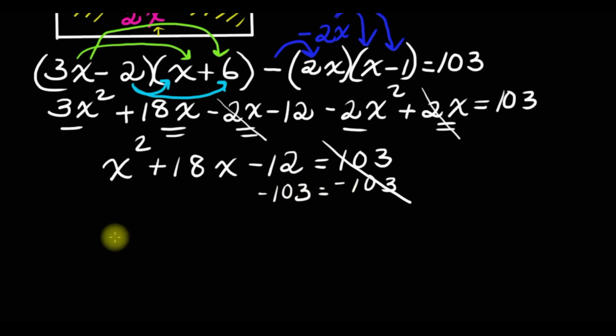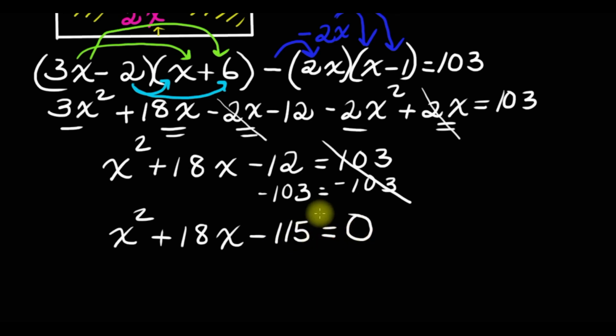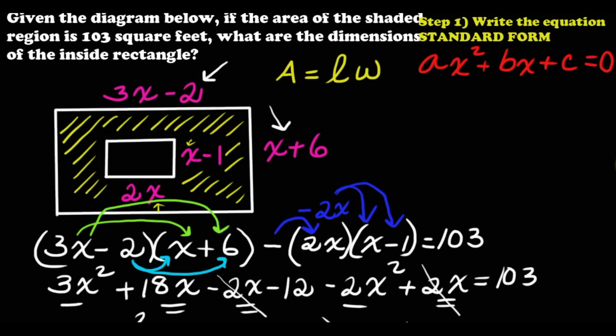Okay, so we have x squared plus 18x minus 115 equal to 0. All right, so that's the first thing we have to do, is make it equal to 0. Okay, step 1, let's go back and look at step 2.